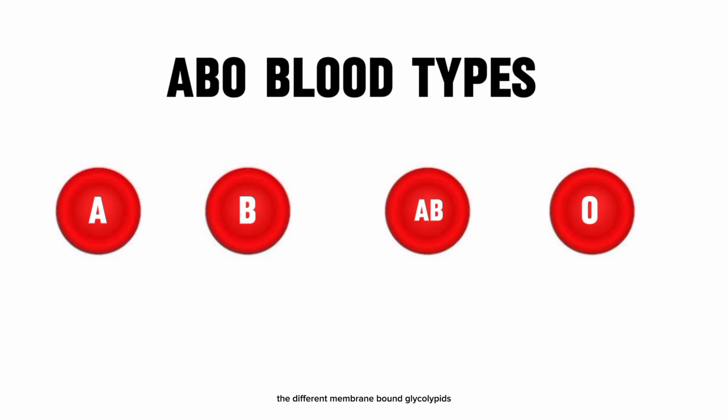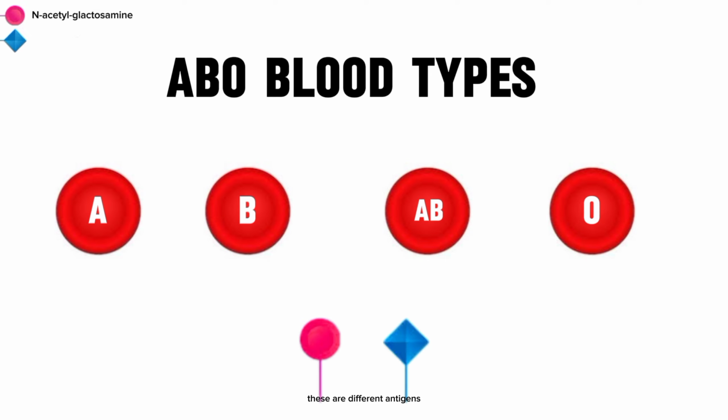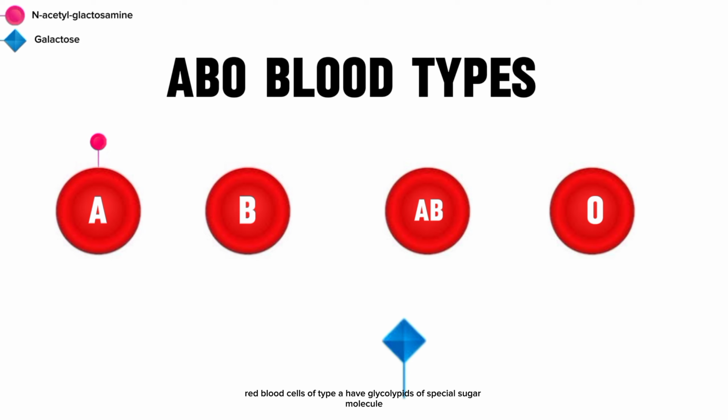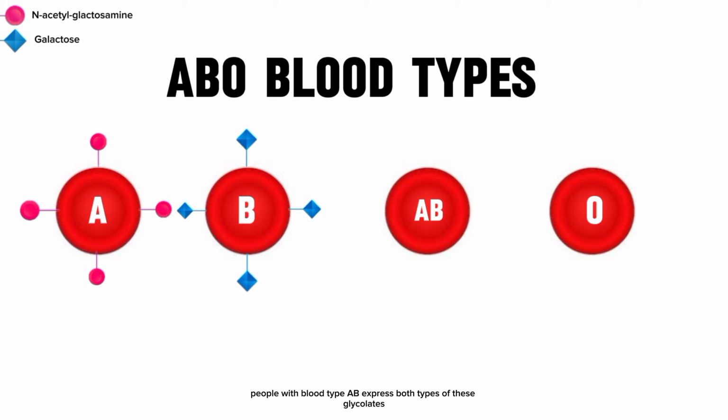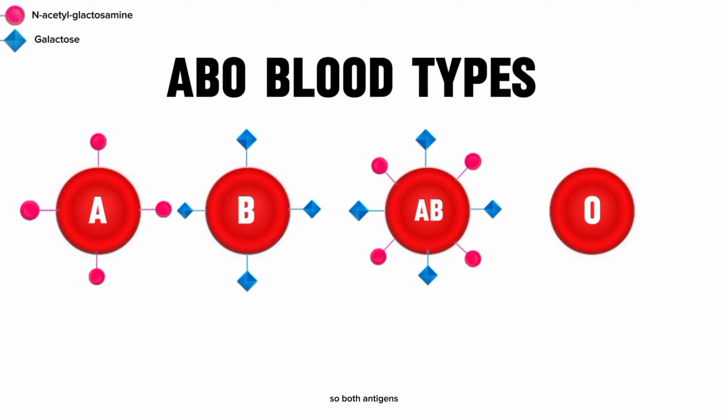They differ in membrane-bound glycolipids. These are different antigens. Red blood cells of type A have glycolipids of a special sugar molecule. This is not found on the membrane of erythrocytes from blood type B patients. However, they have a different sugar profile, in this case galactose. These are 2 different antigens. People with blood type AB express both types of these glycolipids, so both antigens. Blood type O red blood cells have neither of those antigens on their membranes. They just express a basal form of the membrane glycolipids.